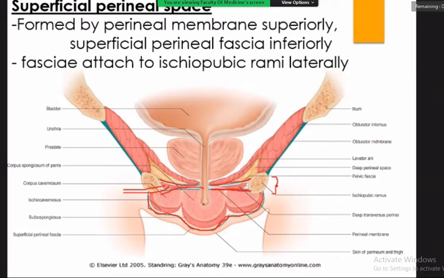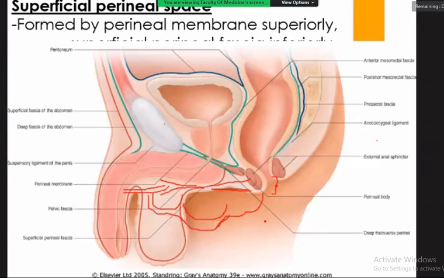Now, what we want to look at are contents of the superficial perineal pouch. And from this, you can see that we have the roots of the external genitalia, the crus, and the bulbs, and the associated muscles covering them, that is the ischiocavernosus and the bulbospongiosus, both in male and female.